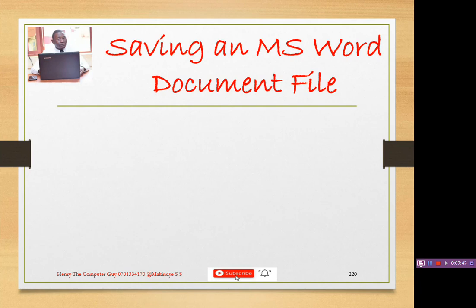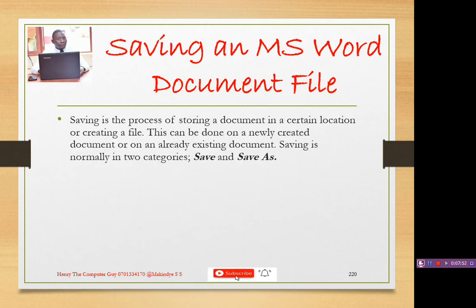Or how can we save our document? So what does saving mean? Saving is the process of storing a document in a certain location or creating a file. For example, I can be having my document. I want to put it on a flash disk. So I can save it onto my flash disk. So they are telling us that this can be done on a newly created document or on an already existing document. Therefore, saving is normally in two categories, the save and the save as.